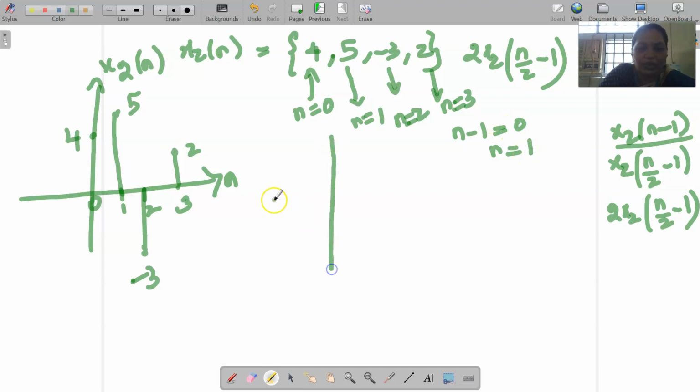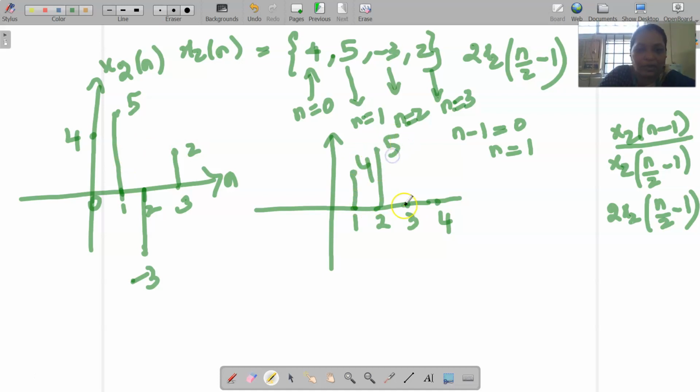So just shift your signal by 1, meaning that whatever the value you have for n, we have to add 1. So 0 plus 1 becomes 1, 1 plus 1 becomes 2, 2 plus 1 becomes 3, 3 plus 1 becomes 4. And whatever the amplitude here, in the same way we have to draw. So 4, 5, minus 3 and then 2. So this is my x2 of n minus 1.